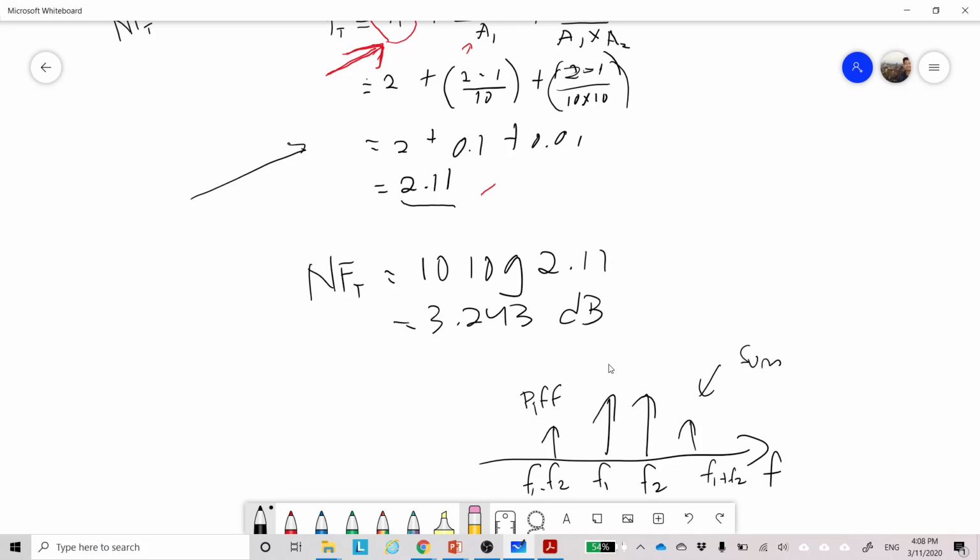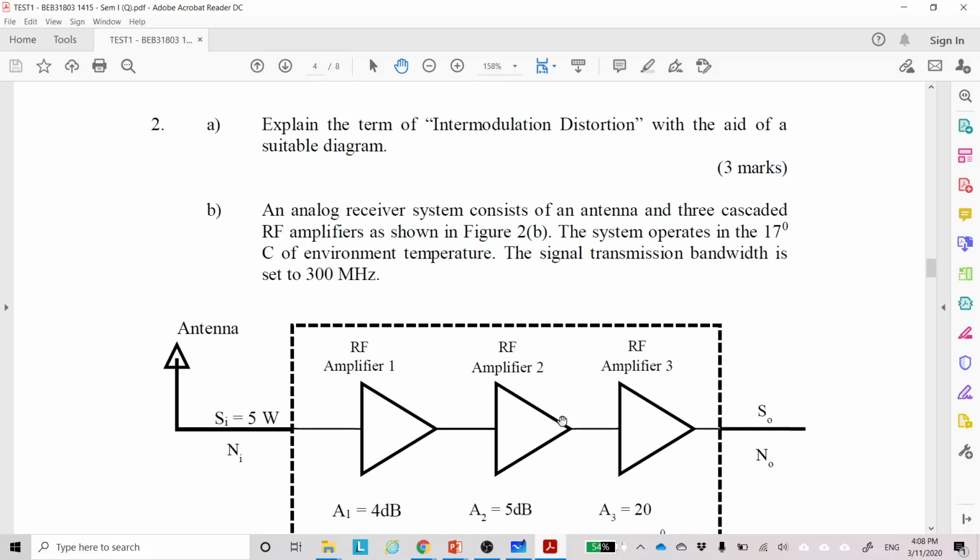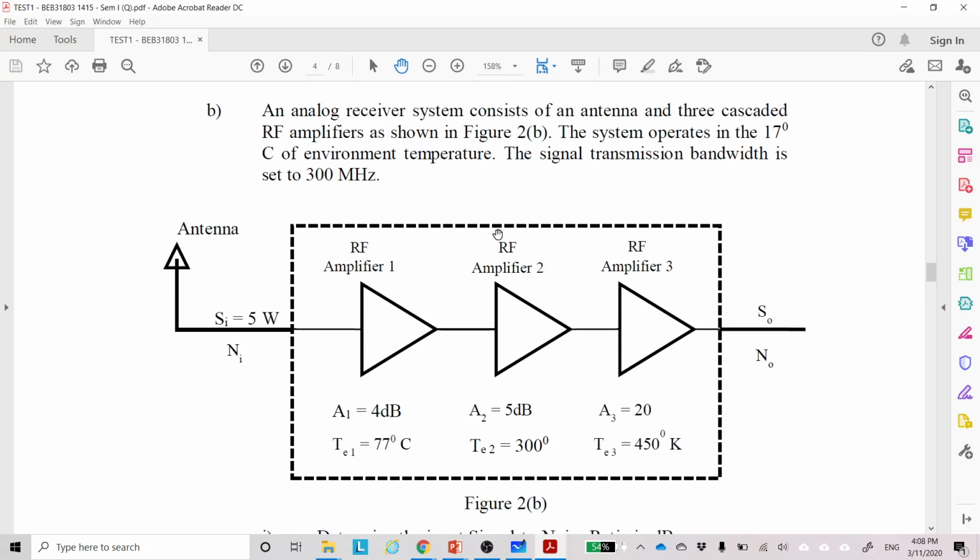Okay, and you have the definition of intermodulation distortion. So ada explanation ringkas dan juga ada gambar yang mudah, simple picture. So you're gonna get full marks for that. Okay, berapa? 3 je, tak banyak.